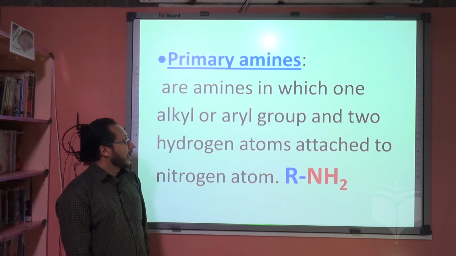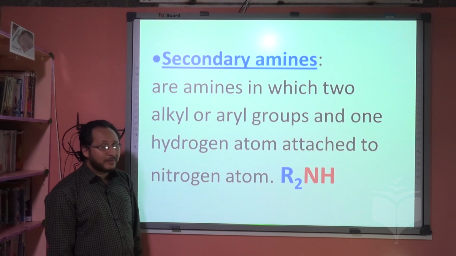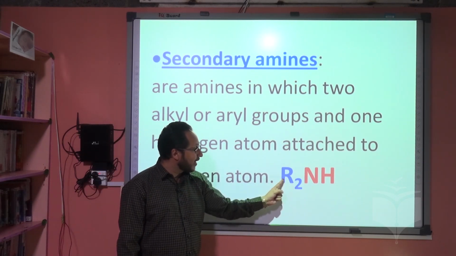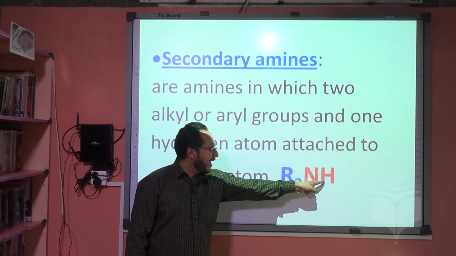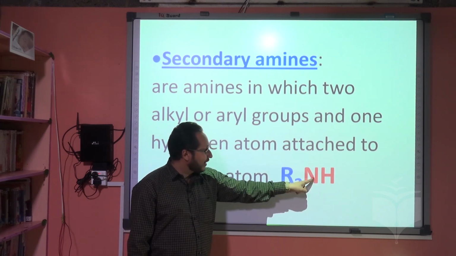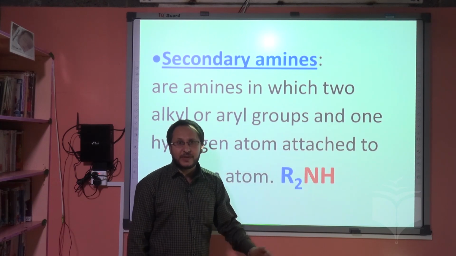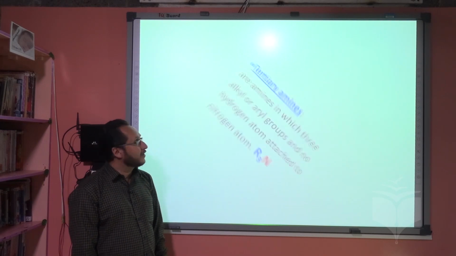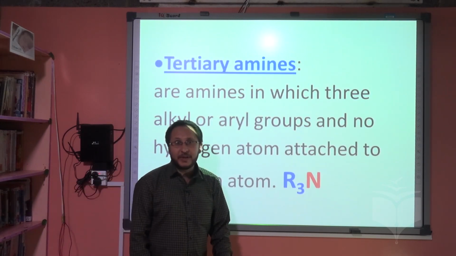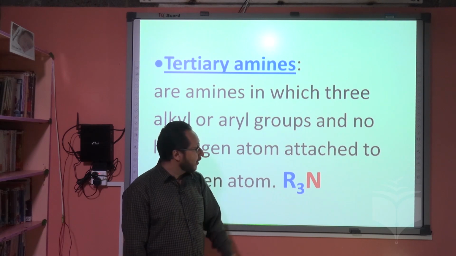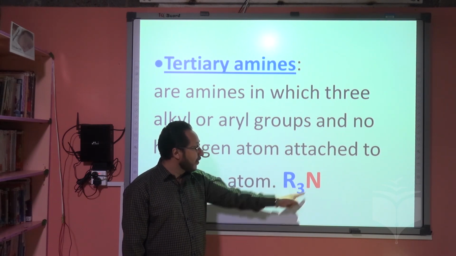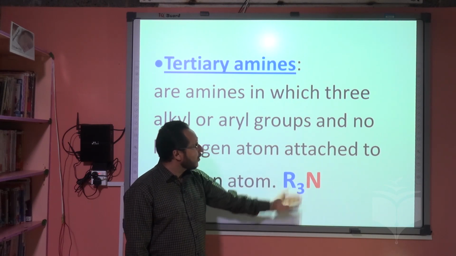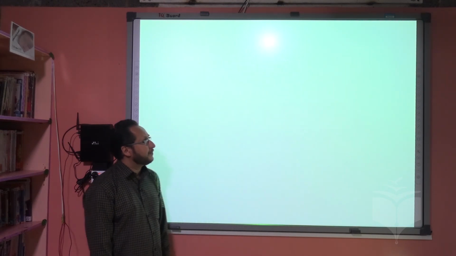Primary amine. If we talk about the secondary amine, what are the secondary amines? Secondary amines, if you have 2 alkyl groups and 1 hydrogen atom only attached to this nitrogen atom. So in this case, what do you call it? Yes, it is secondary amine. What about the tertiary amine? The tertiary amines, we have 3 alkyl groups or aryl groups and no hydrogen atom attached to the nitrogen atom. So we call this one tertiary amine.